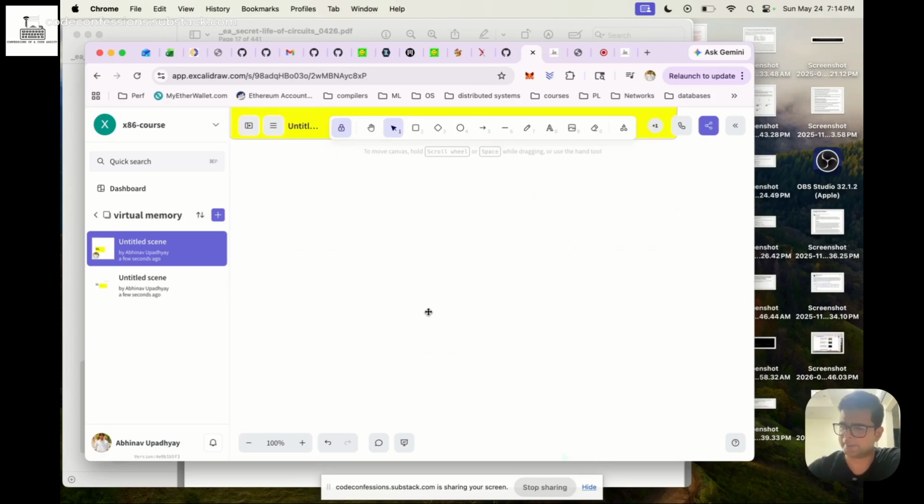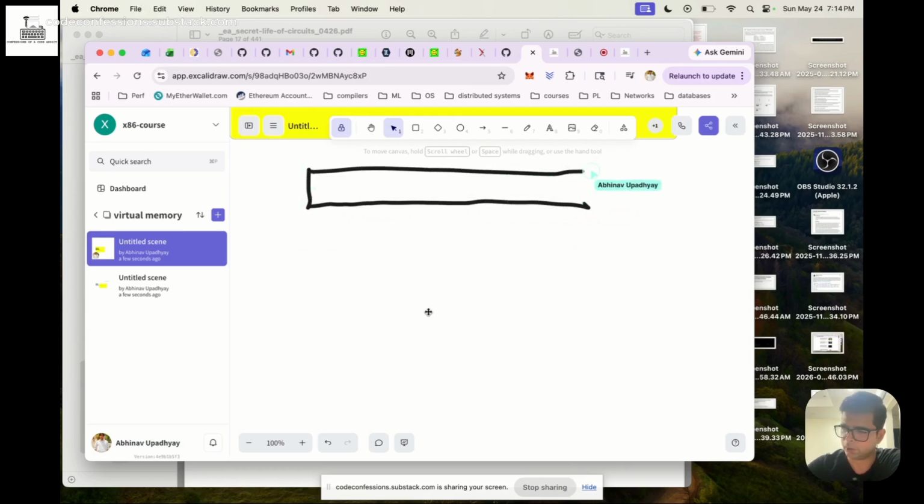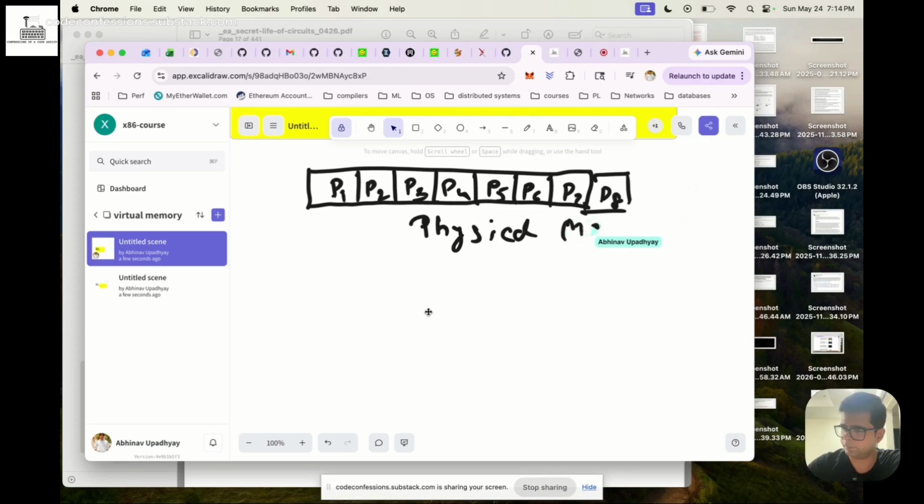So let's assume we have a very simple hardware with a very small amount of memory. Let's say 8 bytes of memory. So one, two, three, four, five, six. I'll name these addresses P1 and so on. These are the physical memory addresses. This is physical memory. And here we don't have a compiler, we don't have an assembler, no runtime, not even an operating system.